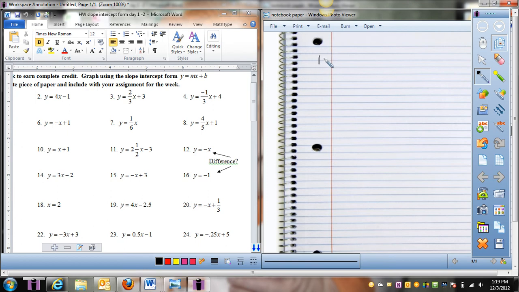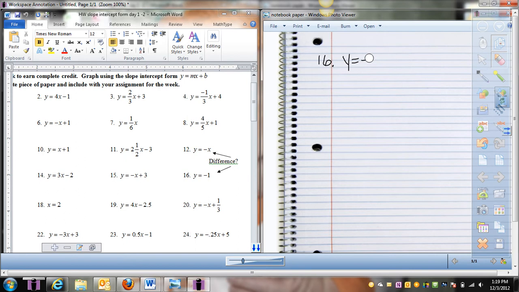So what we have is, here we go, number 16. We've got y equals negative 1. Okay, so since it's y equals negative 1, notice that there's no x value. Now over here on this assignment, you've got y equals negative x. Well, that was pretty simple. That starts at 0 and goes down 1, over 1, down 1, over 1.